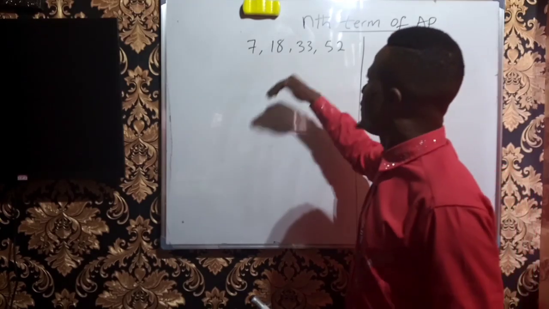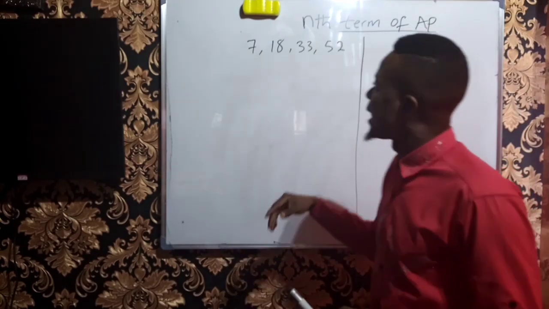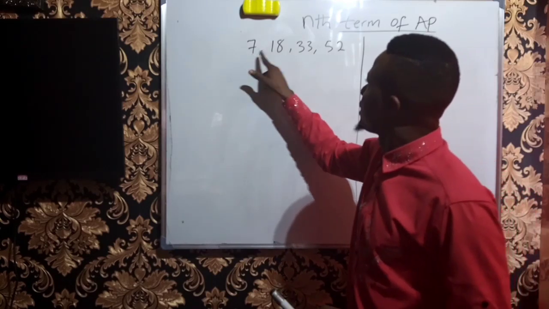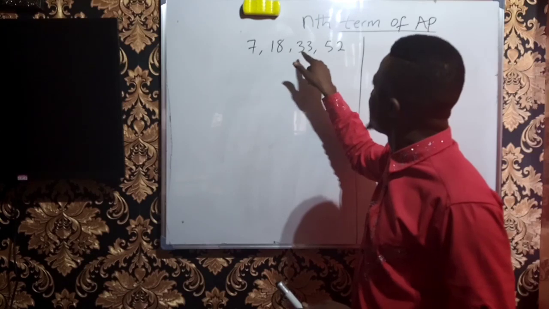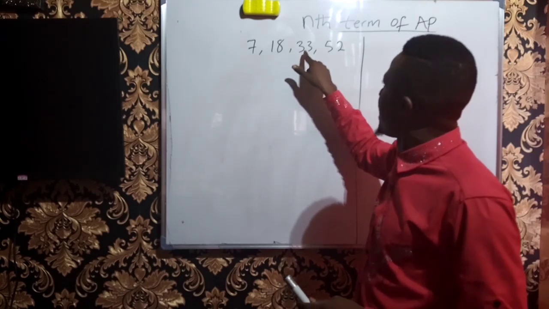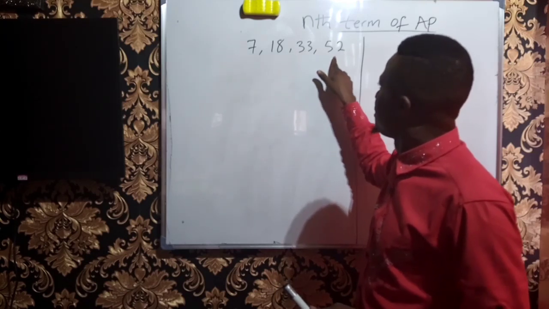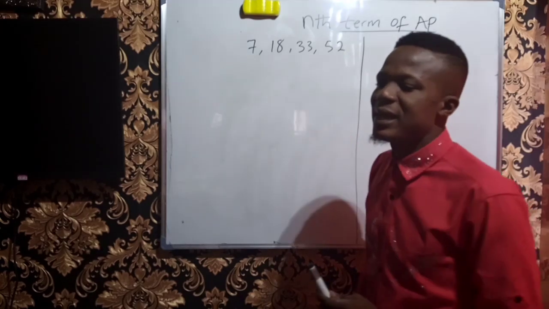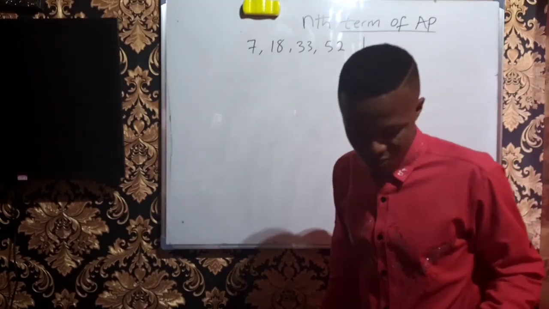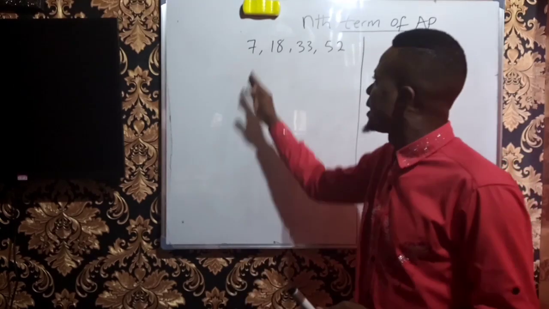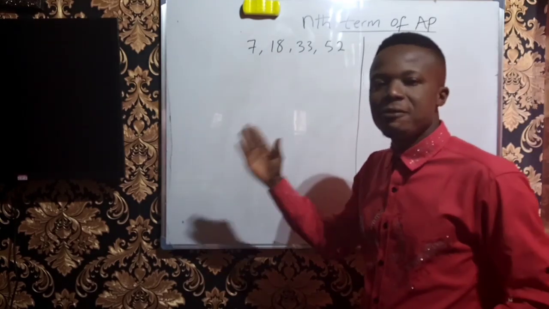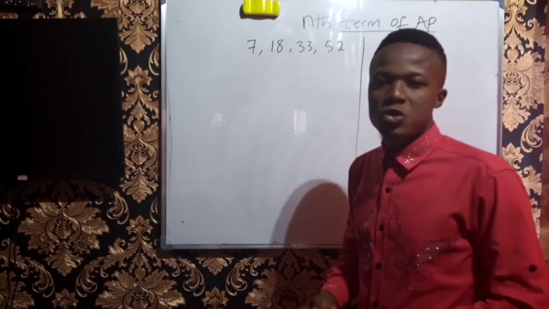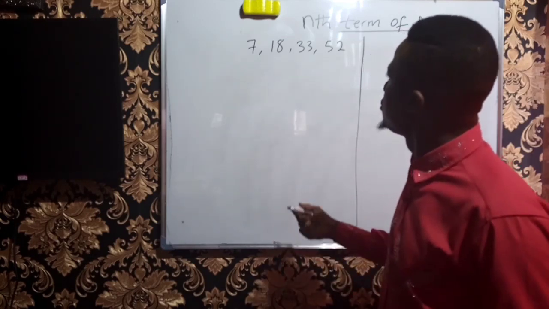If you look carefully here, you will see that I added 11 to 7 to get 18. I added 15 to 18 to get 33. And I added 19 to 33 to get 52. So you see that what I'm adding in this case is not similar. Okay? Different numbers are added to every term to get the one next to it, which is unlike the first one we discussed.